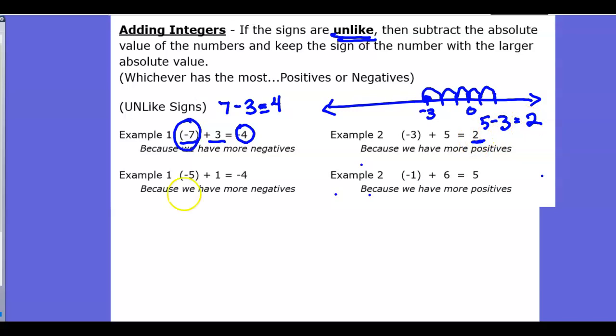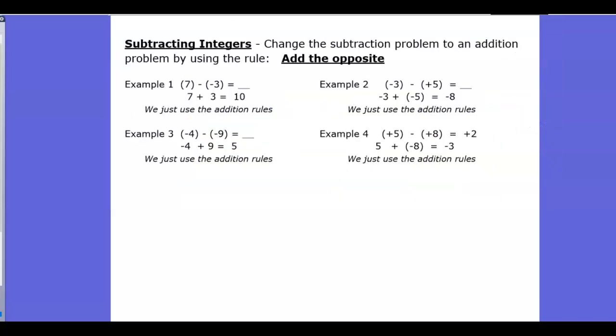All right, so here we have negative 5 plus 1. It would be a negative 4 because we have more negatives. And here we've got negative 1 plus 6. That would be positive because we have more positives. Okay, so that's adding integers. Again, this is just a quick review. You should know the rules by now.